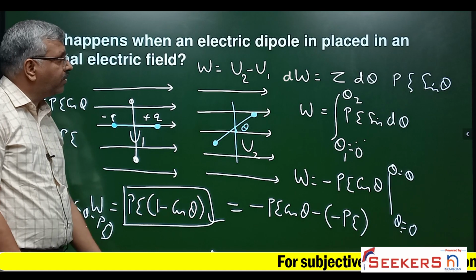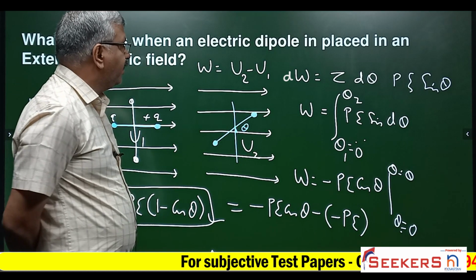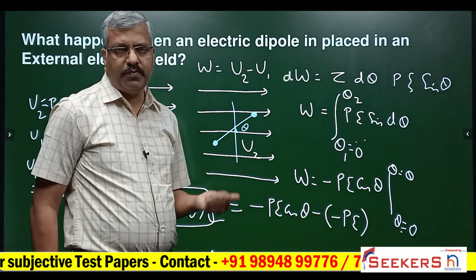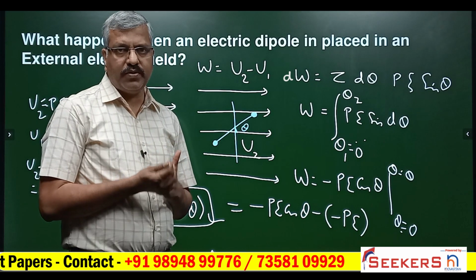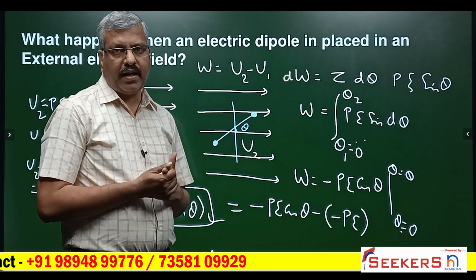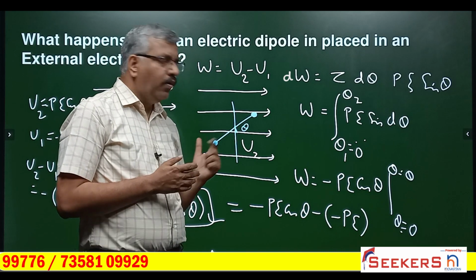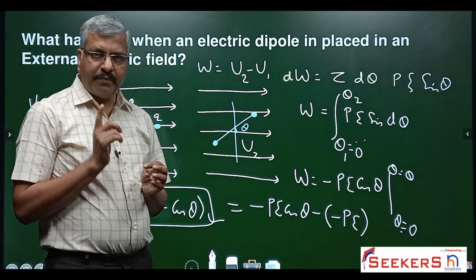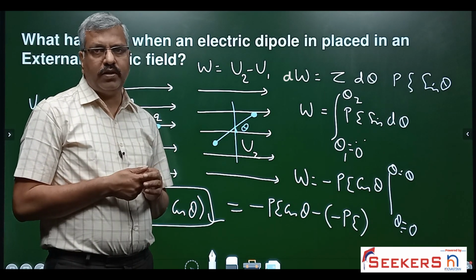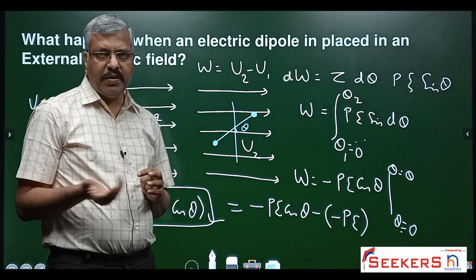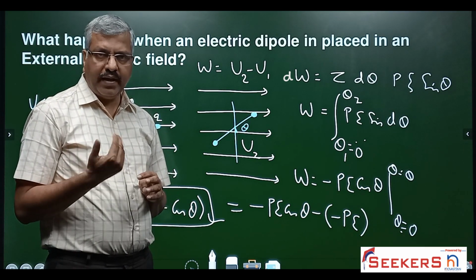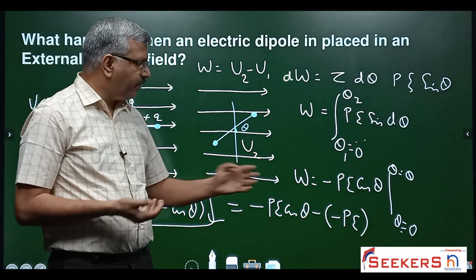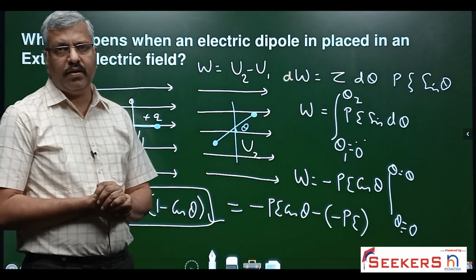So this is what happens when a dipole is placed in an external electric field. There are two questions that you get. What happens when a dipole is placed in an external electric field? Next question, what is the work done in turning a dipole by an angle theta? When a dipole is placed in an external electric field, the net force acting on it is zero, but there is a torque acting on it. The torque is equal to P cross E, which is equal to P sin theta n cap. Then the work done is the integral of T d theta, and from there we found the work done is equal to minus P dot E.